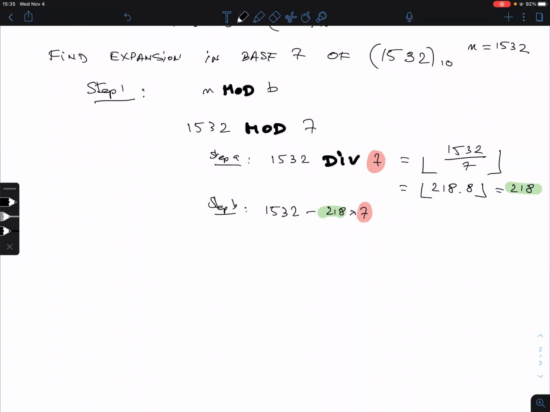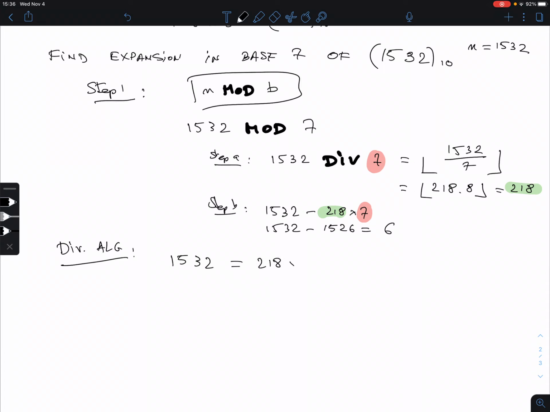Okay, so we calculate this. 218 times 7, and then I subtract from that. That is 1532 minus 1526. That is 6. Okay, and this is our first digit. Well, let's write down what we have. What this gives is the division algorithm. The division algorithm tells us that 1532 is 218 times 7 plus 6. This is really basically what this equation says.